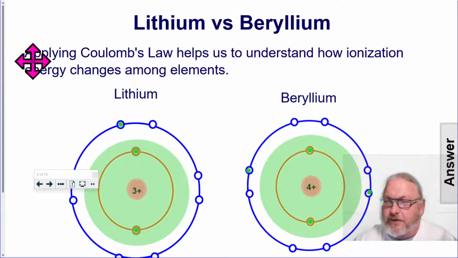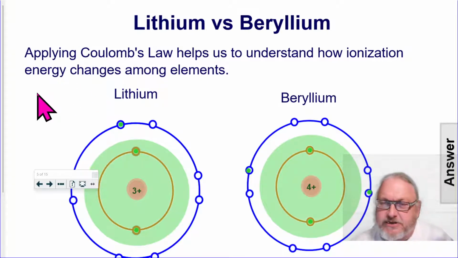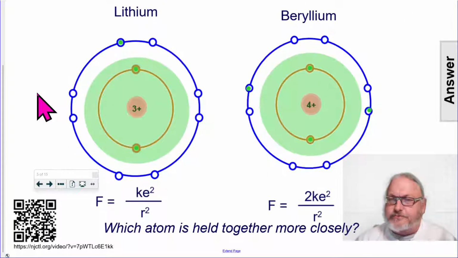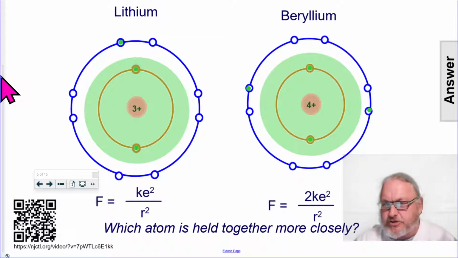So let's look at lithium and beryllium, and then let's apply Coulomb's law, and that'll help us understand how ionization energy changes among the elements. So lithium has 2 shielding electrons, inner electrons. It's got a Z number of 3. So that's 3 minus 2. It's got a Zeff of 1. So our Coulomb's law equation would be e squared over r squared, more or less, right? So beryllium has a Zeff of 2.